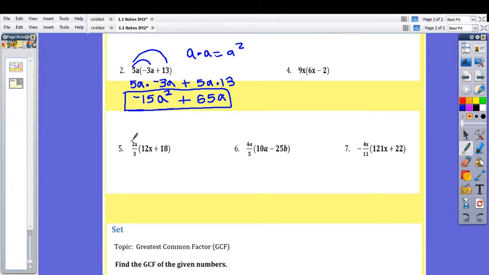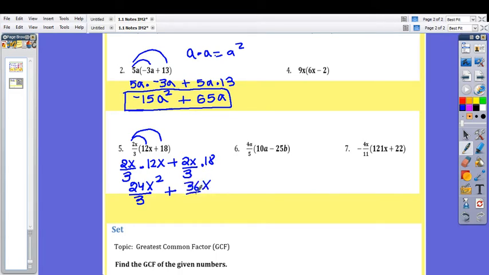So again, same thing. You multiply the outside term to the inside ones. So we will be doing x over 3 times 12x plus 2x over 3 times 18. Okay, now multiply the top terms. So you'll be getting 24x squared over 3 plus, then multiply 2 and 18, so 36x over 3.